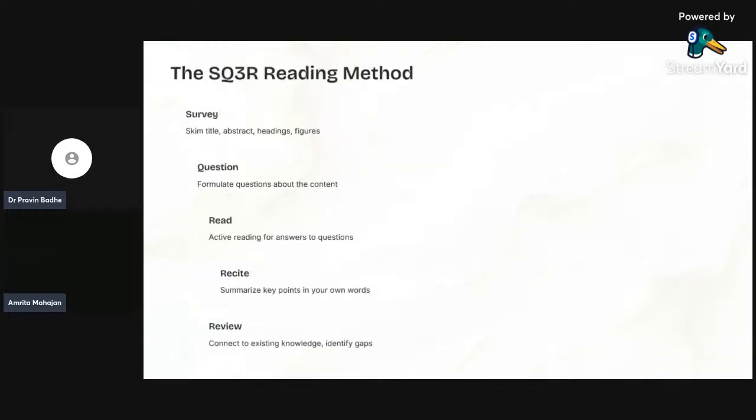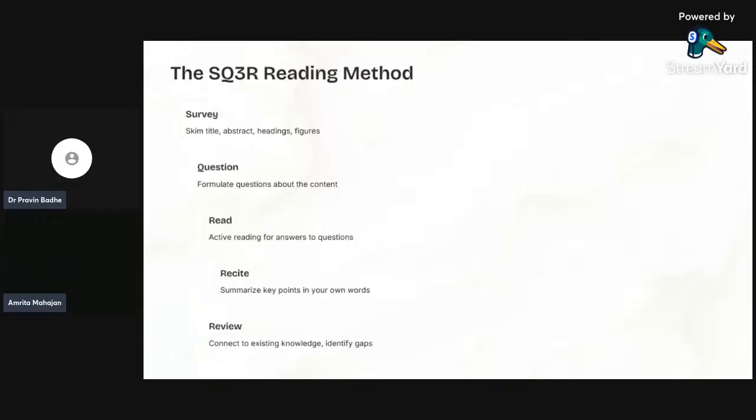So this is what we call the SQ3R reading method. S stands for survey. Skim the title, abstract, headings, figures, whatever is present in the article. You need to go through this. Then question: formulate questions about the contents by yourself. Are you exactly getting what you actually want, or have the authors put all the interpretations correctly or not? And then read, which is active reading, looking for answers to your questions. Are you finding those answers, are you getting those hypotheses or assumptions that they have put? So there are a lot of things.